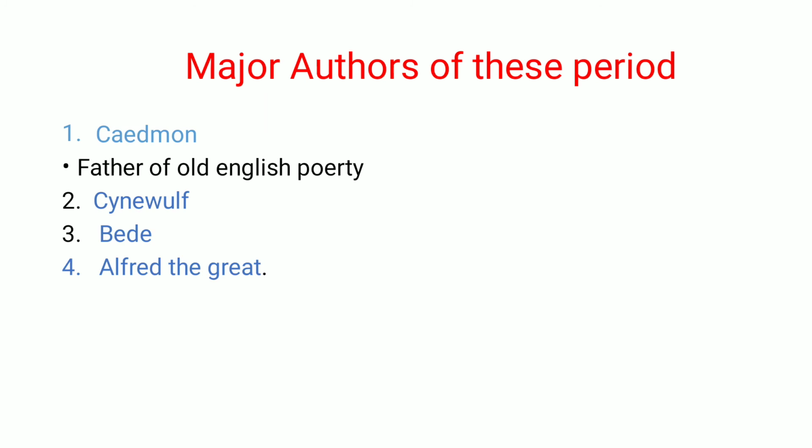Some of the major authors of this period are Caedmon. Now, Caedmon is one of the most important poets of this period, and he is also known as the father of Old English poetry. And you can say that he is the first known English poet, and hence he became an important poet of this period, which is Anglo-Saxon period. And then there is Cynewulf, Bede, Alfred the Great, etc.